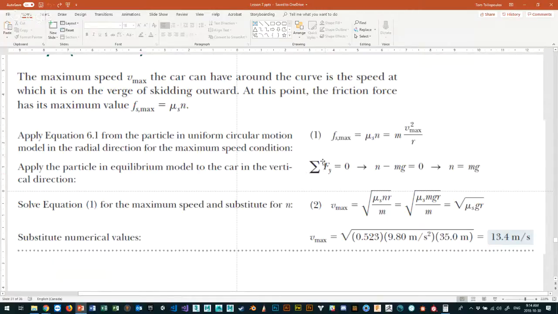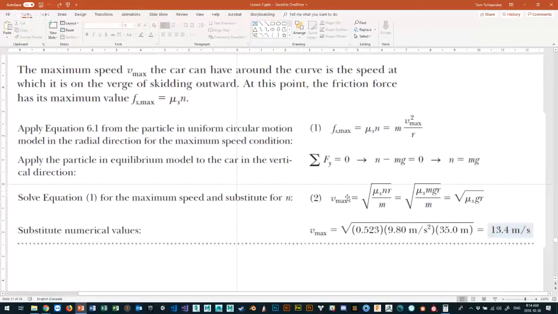So we can say that the sum of all forces along the y-axis is 0 because the car is in equilibrium. It's not going to fly up or be buried into the ground somehow. So we don't care about this one too much. But we know we have this one here. Then we have v max, and it says to solve the equation for the maximum speed, substituting for n. So the maximum speed equals the coefficient of static friction times the normal force, which is the normal force going up and down, times the radius, over mass.